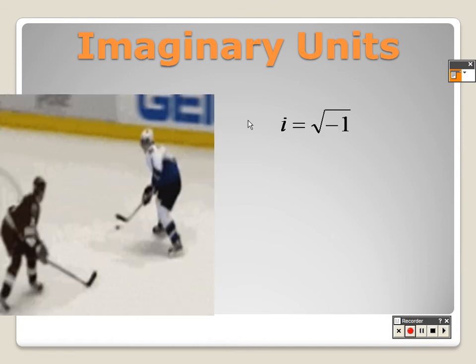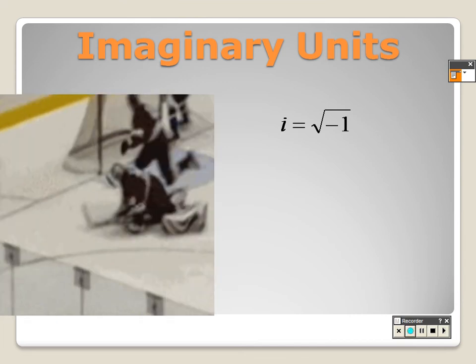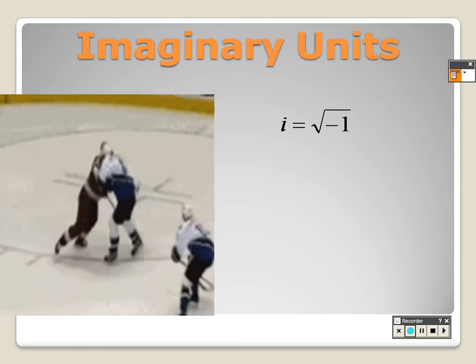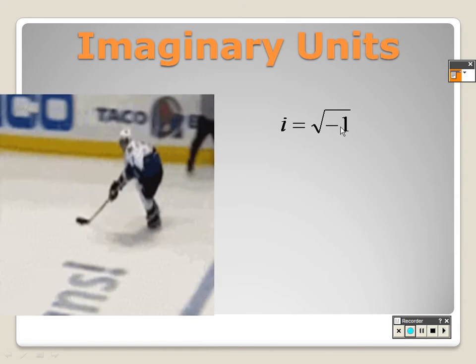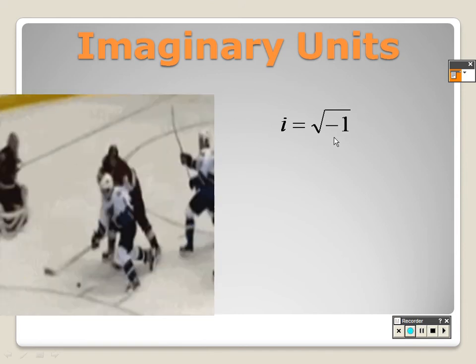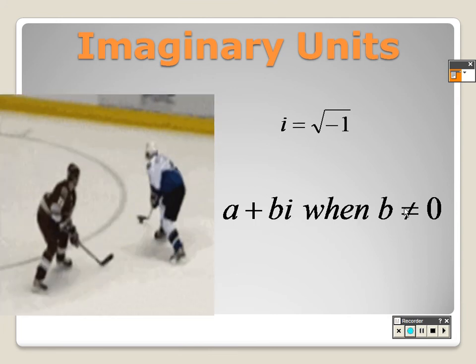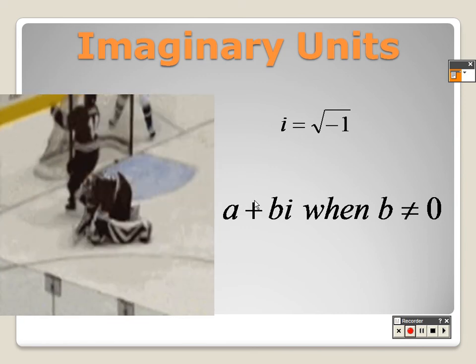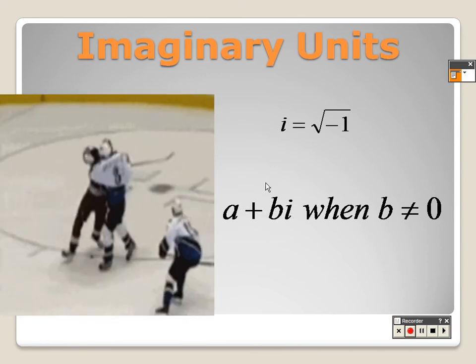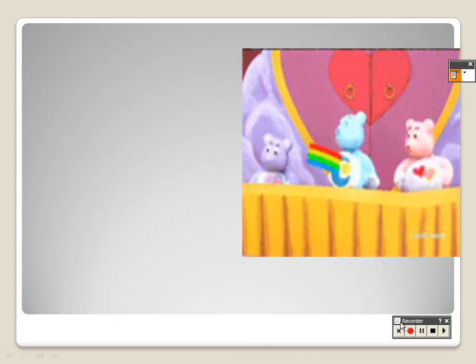So i, what is i? What is an imaginary number? An imaginary number is the square root of -1. That's an imaginary number, and the reason why is because you can't take the square root of a negative number, so that's what i stands for. So a plus bi when b does not equal 0, because if this was 0, then there wouldn't be an imaginary number anymore, because this would all cancel out, and all you'd have left is the real number. So just something there to keep in mind.